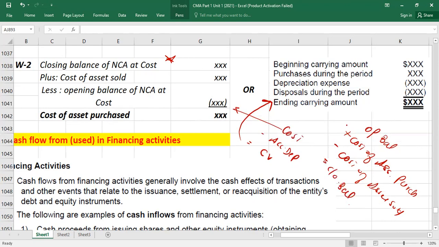Here I want to find which value? Cost of asset purchased. And I have to reverse the equation. So what will be the equation? We will take closing balance of non-current asset at cost plus cost of asset sold, deduct opening balance of non-current asset at cost, is equal to cost of asset purchased. Here we are doing the reversal of this equation. Got it?